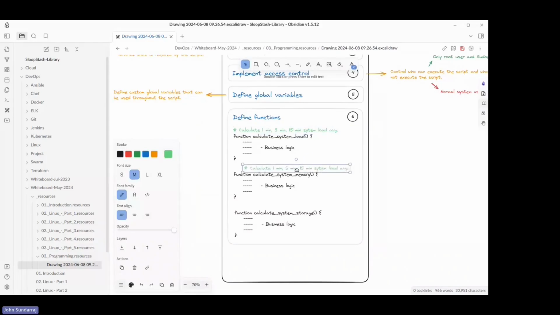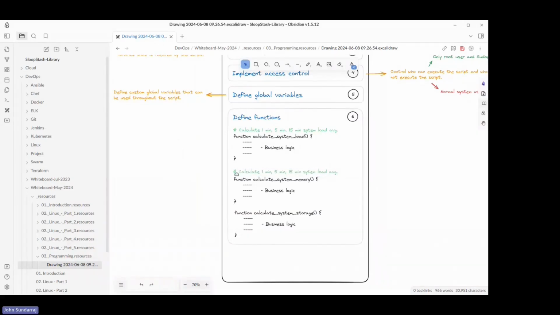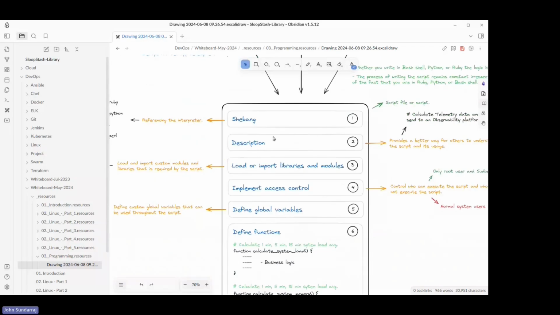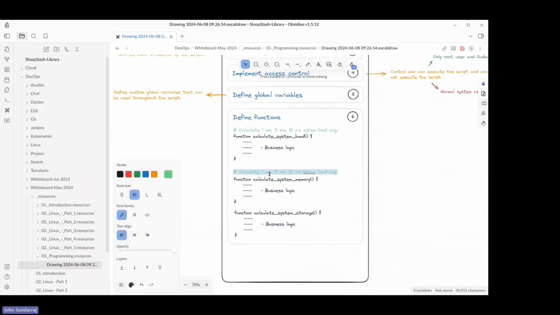Similarly, I'm going to write another function, and that function is also going to have a piece of logic. Sometime back I told you whatever you write with the hash is called a description. You can write it at the top for the script, but for every single function, as a good programmer, we have to write it in this way. So this memory function is going to calculate the free, used, and available system memory.